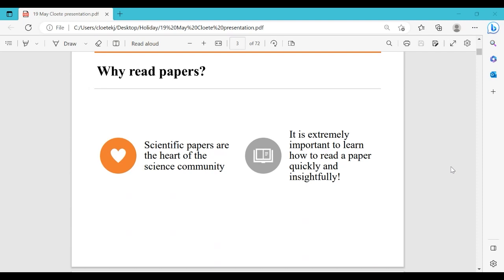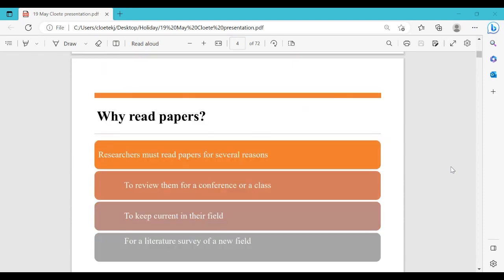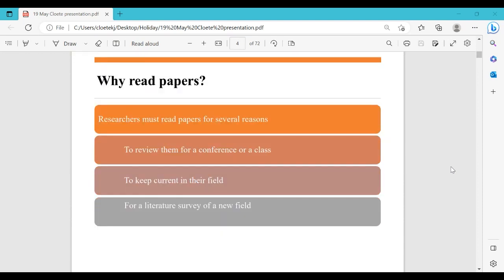For example, the writing style. How do researchers write? What type of methods do they use? What type of statistical analysis do they use? How do they present their data? These are all clues that you can get from a paper that can advise you to write your work better. So let's look again at why we read papers. Remember, we have to read papers for several reasons.